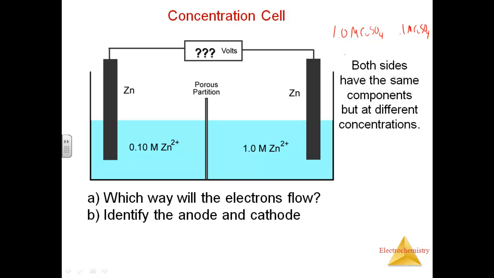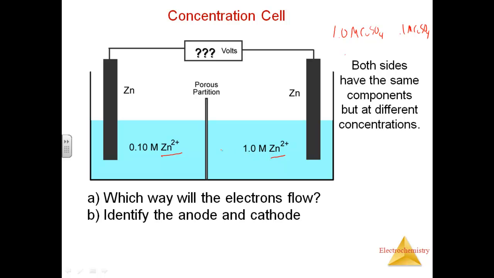So in a concentration cell, both sides have the same components. In this concentration cell, they both have zinc 2+ ions, zinc nitrate or zinc chloride or something like that, but they are at different concentrations. So the question is, which way are the electrons going to flow? And then we need to identify the anode and the cathode. So let's take a look at how this works.